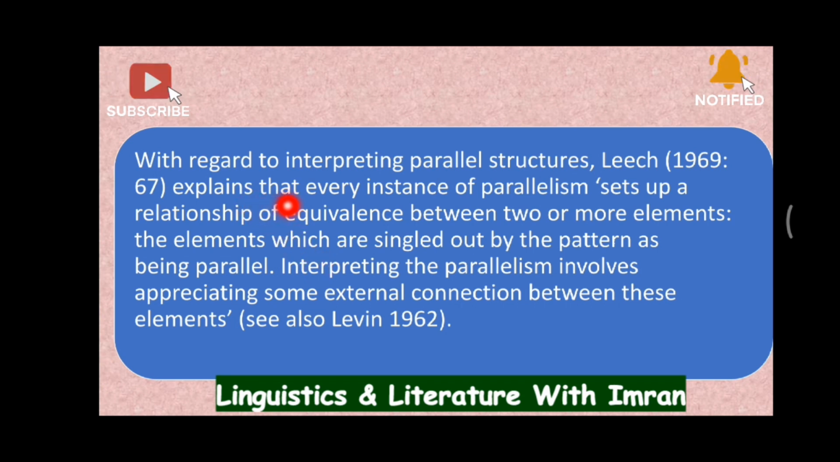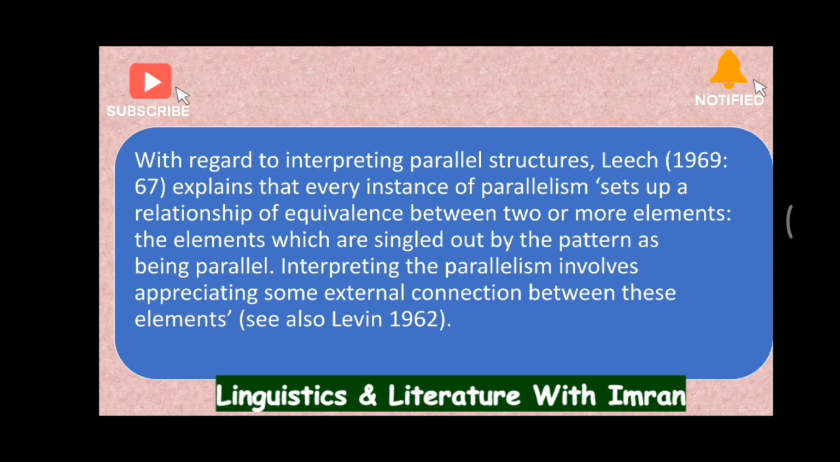Now, with regard to interpreting parallel structure, Leech 1969, on page 67, explained that every instance of parallelism sets up a relationship of equivalence between two or more elements. So, two or more elements are equal, where? In parallel structure, the elements which are singled out by the pattern as being parallel. Like we have phonological parallelism, syntactic parallelism, morphological parallelism, semantic parallelism, pragmatic parallelism. So interpreting the parallelism involves appreciating some external connection between these elements.